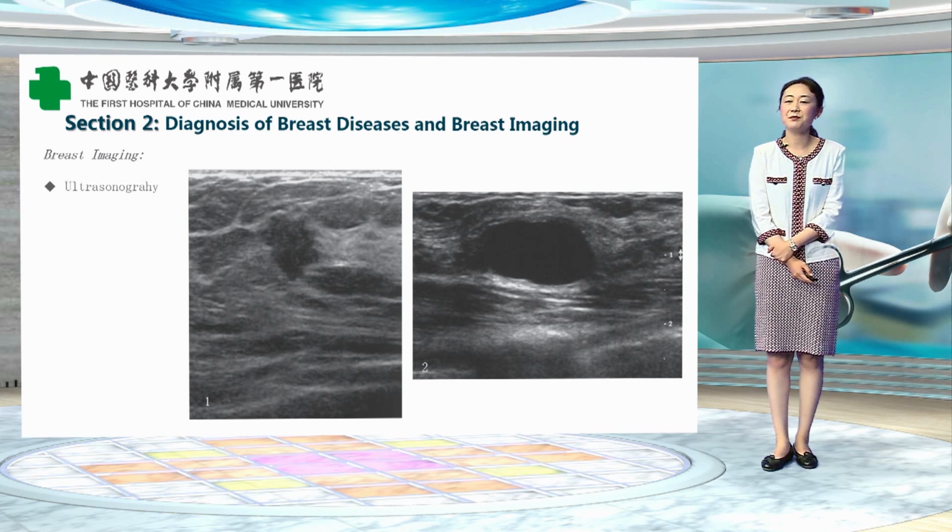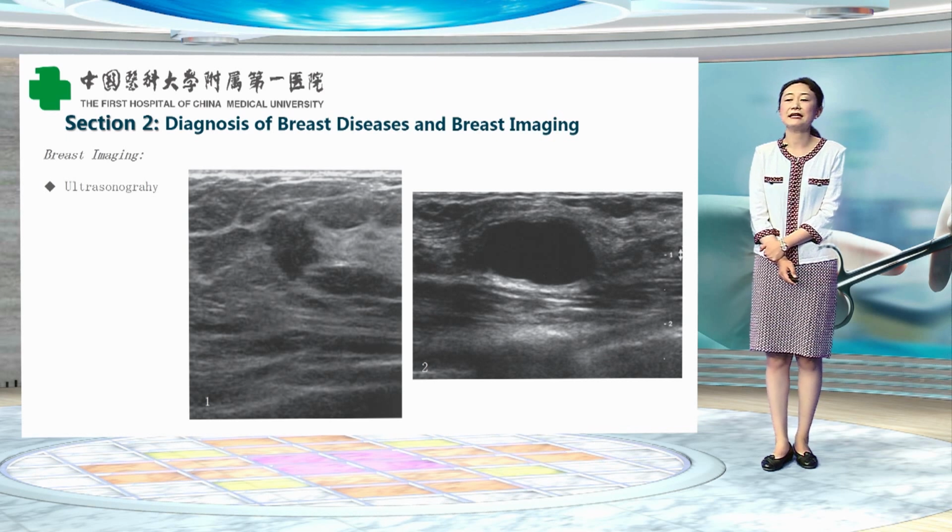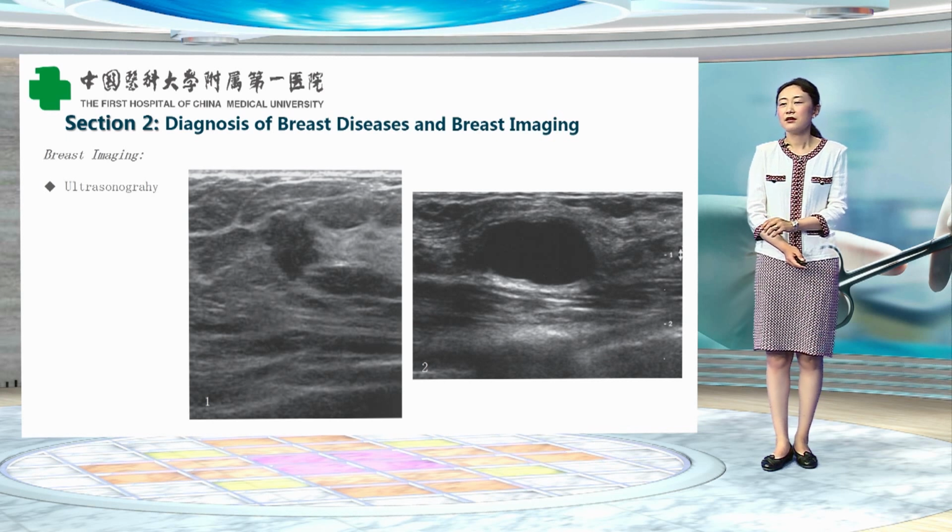However, it has not been found to be a useful screening tool because it is highly dependent on the operator performing it, and there is a lack of standardized screening protocols. By the way, it is not a hands-free examination. It is not very suitable for large population screening.